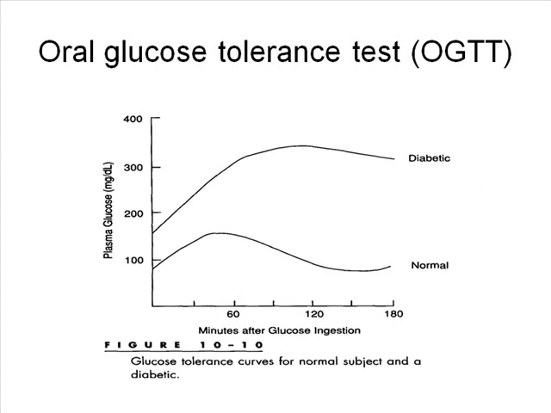Here's an example of normal. Notice that normal hits about the 140 level and comes back to normal within 120 minutes, 2 hours. Notice that the diabetic, they start higher, they go higher, they do not come back to normal within the 2-hour limit.